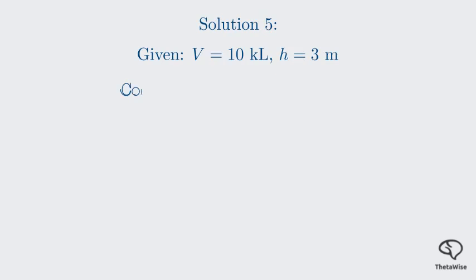This problem requires a unit conversion before we can use our volume formula. The volume is given in kiloliters, but the height is in meters. We need to convert the volume to cubic meters. Since 1 KL is equivalent to 1 cubic meter, a volume of 10 KL is equal to 10 cubic meters. This is the crucial first step.